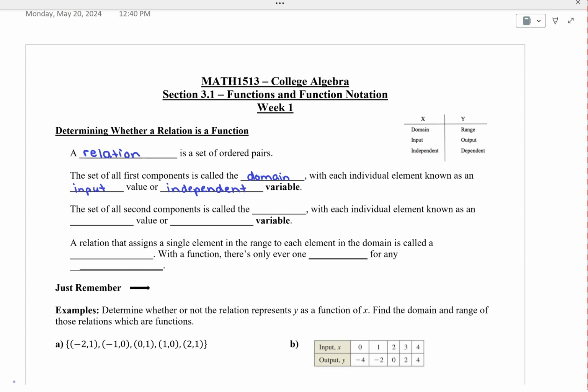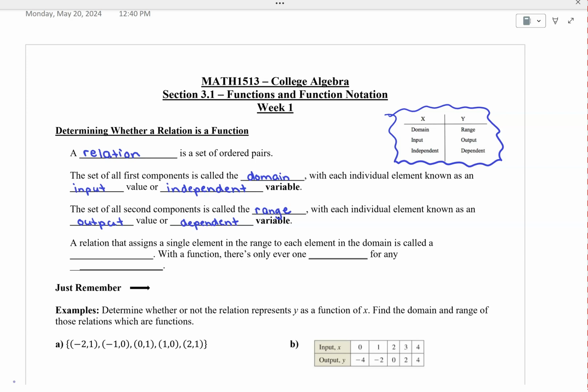The second one is called the range. And then an individual element is going to be known as the output value or the dependent variable. And then if you look right here, I have given you some more things, mainly the X and the Y, and just made a quick little outline so that you can remember that anytime we say domain, input, independent, we're talking about the X, and range, output, and dependent, we are talking about the Y.